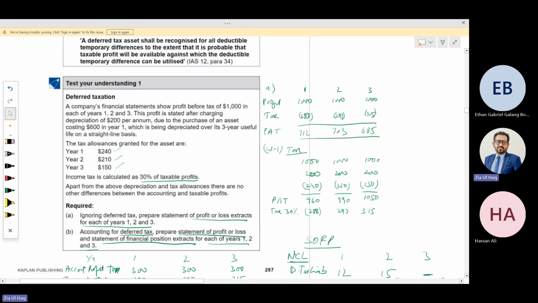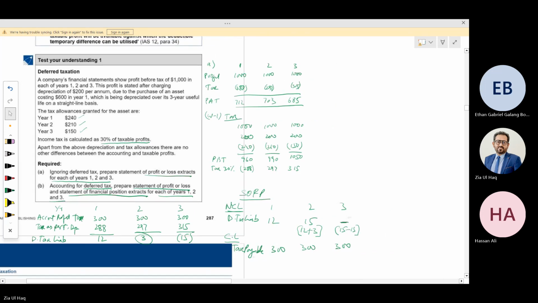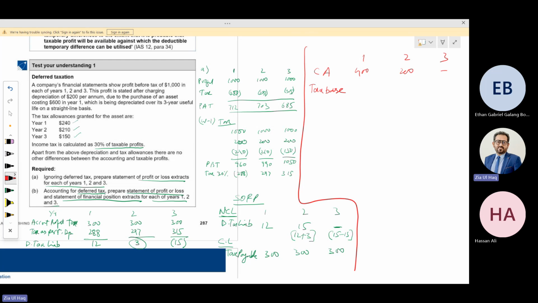Okay, let's move towards that question again. Now we are going to solve this question using that formula. Here year 1, 2, 3. The difference between carrying amount and tax base. What is carrying amount? 600 is the asset cost. If we are charging depreciation 200, the carrying amount at year 1 will be 400. Year 2 will be 200. Year 3 will be 0.